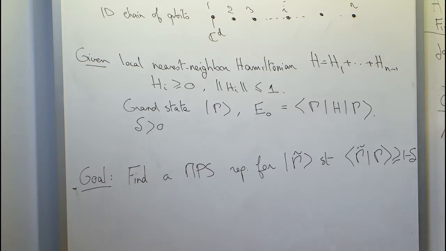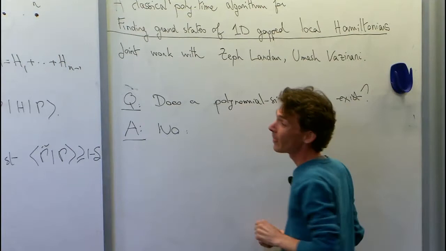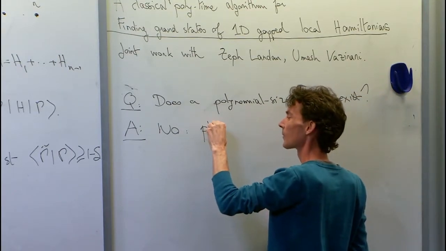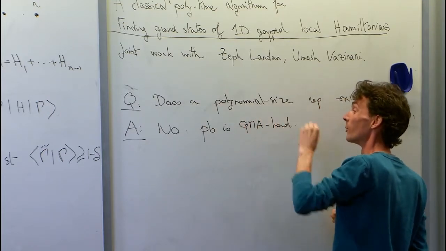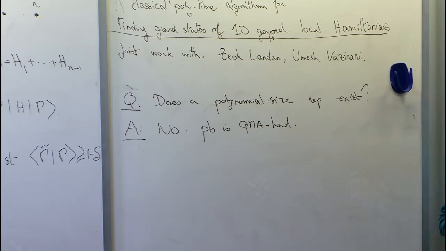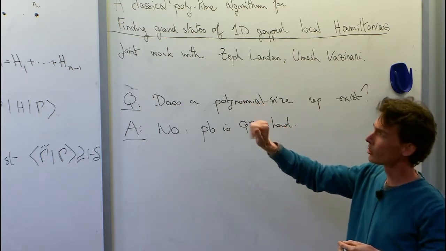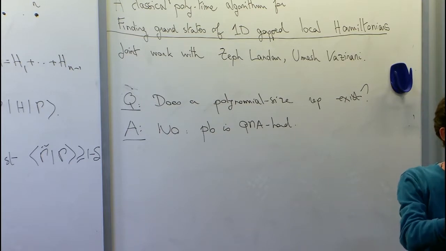And so the answer is no. So far this problem is QMA hard. If you believe that QMA is bigger than NP, there's no polynomial size representation. The problem is QMA hard even in this setting: I have a one-dimensional Hamiltonian, local, nearest neighbors, if my dimension is at least 8. This is a result by Sean Hallgren and Daniel Nagaj.